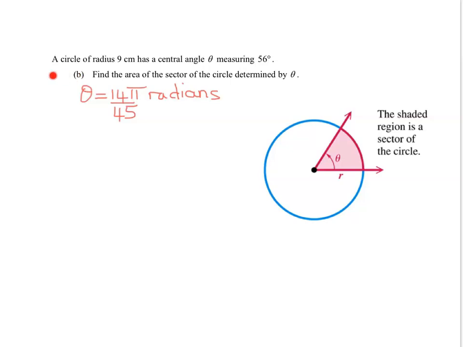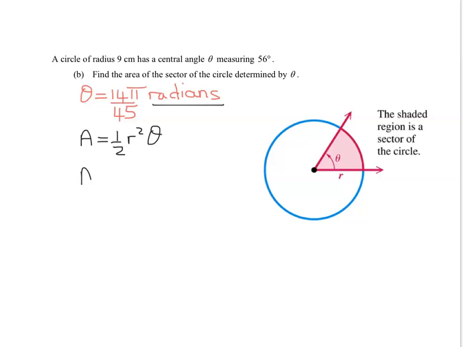Now, in part B, we have the same circle, radius 9, and with the same central angle, but this time we need to find the area of the sector determined by this angle. Well, remember, the area of a sector is like a piece of a pie. It's this area in here. And just like in the previous problem, we need to know a formula. The formula is A equals 1/2 r squared theta. But again, theta has to be in radians. And remember, in the previous part, we already converted our measure of 56 degrees to radians. So I think we're ready to go with the formula.